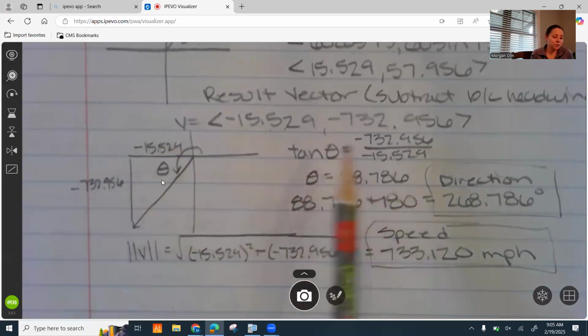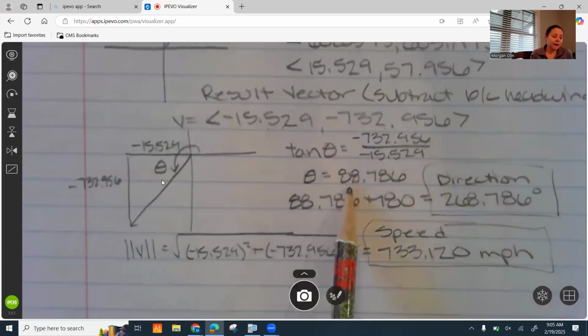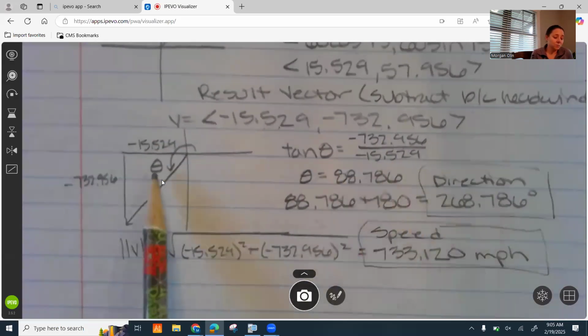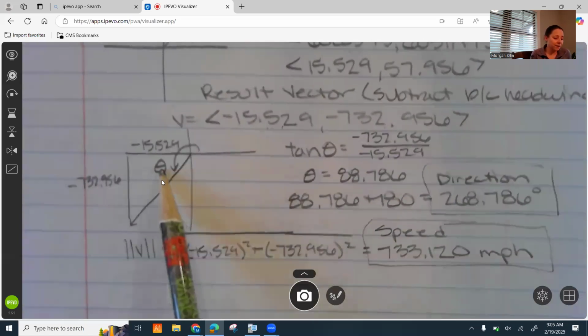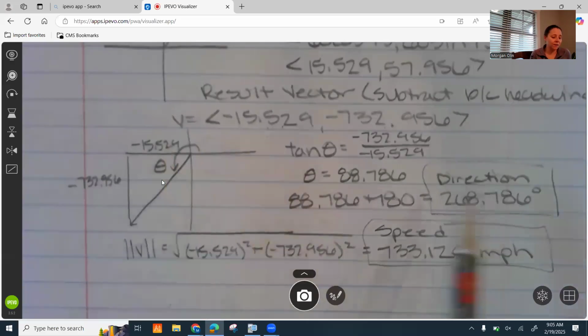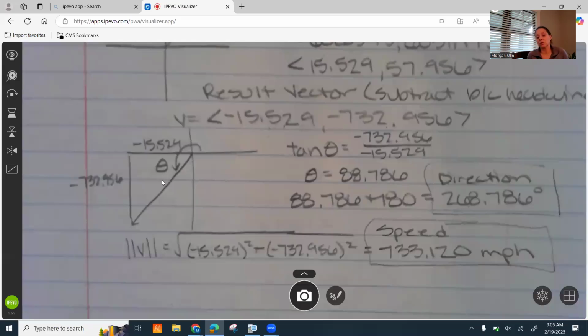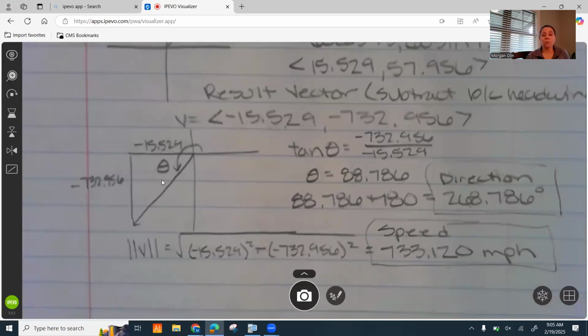So to find theta, here's my two values. That's where I use tangent. Inverse tan, and I get 88.786 is what this theta is right here. Now, remember, that's what theta is in the triangle. I would have to add 180 onto it. And that's where I get 268.786 degrees. And so that's my direction. And then my speed is this value right here in miles per hour.